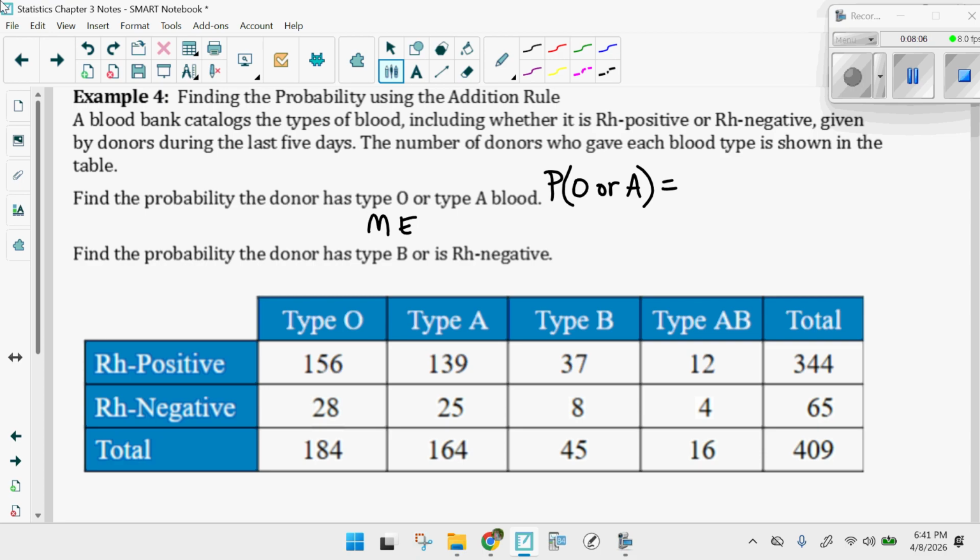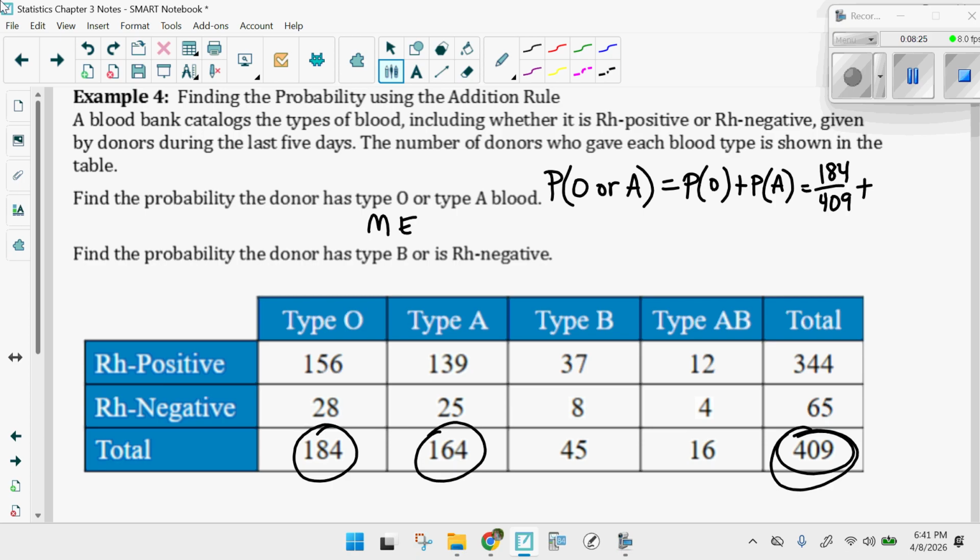So I'm going to take the probability of O plus the probability of A. The probability of being O would be 184 out of 409, plus the probability of being A would be 164 out of 409. And adding those two together, we'd get about an 85% chance. So 85% chance that they are either type O or type A.